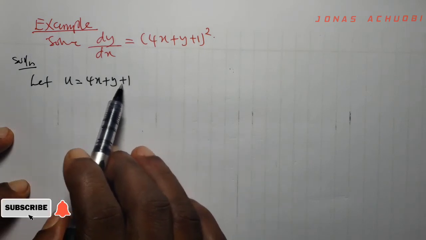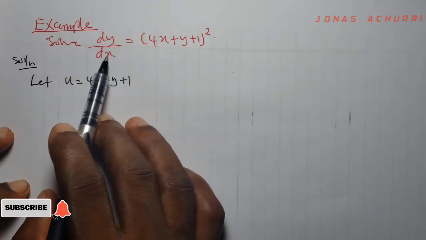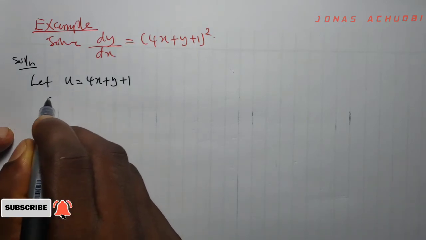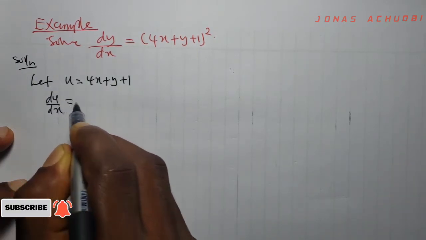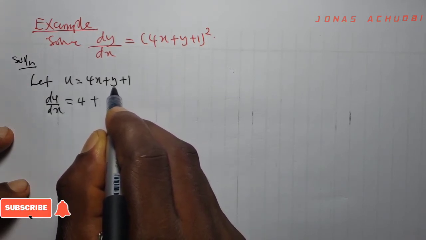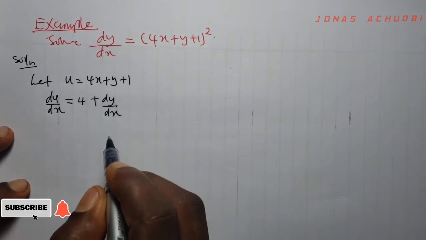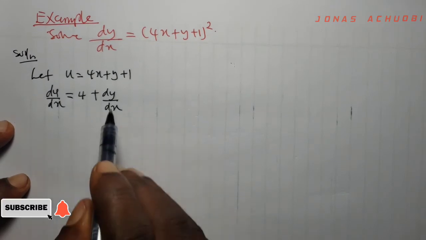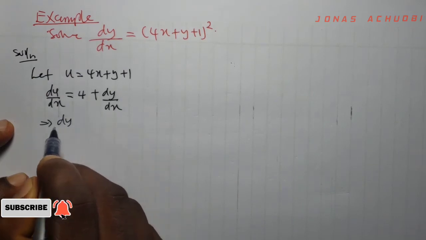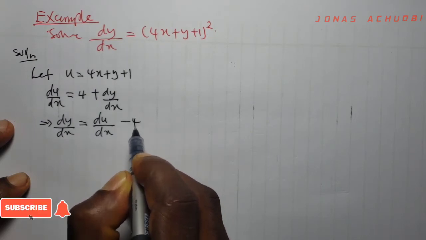We now differentiate both sides of this equation with respect to x, since x is the independent variable here. So we get du/dx is equal to, differentiate 4x, you get 4, plus differentiate y, since it's a function of y, we get 1 times dy/dx. Differentiate 1, you get 0. So if we make dy/dx the subject of formula here, we get that dy/dx is equal to du/dx minus 4.